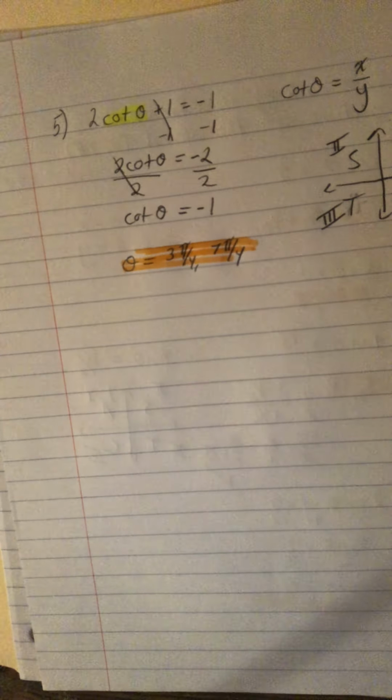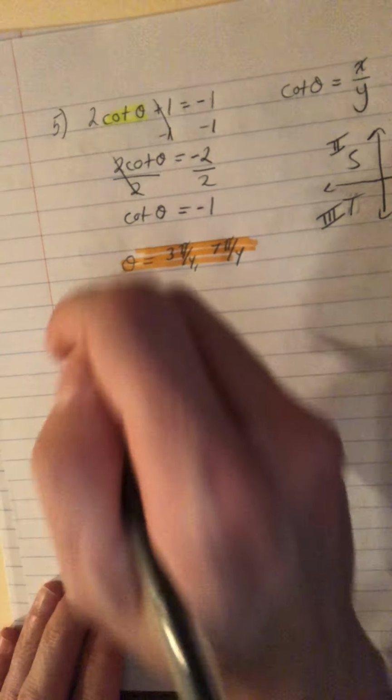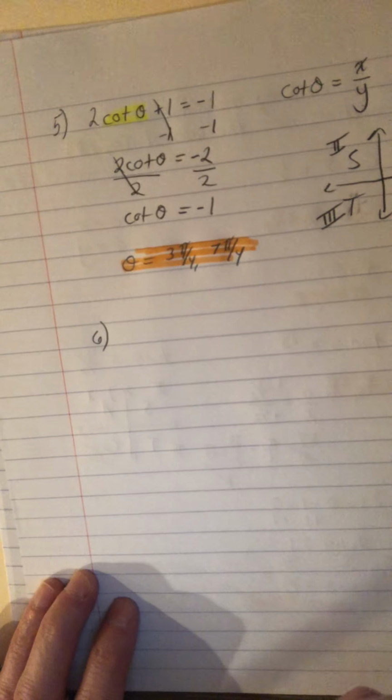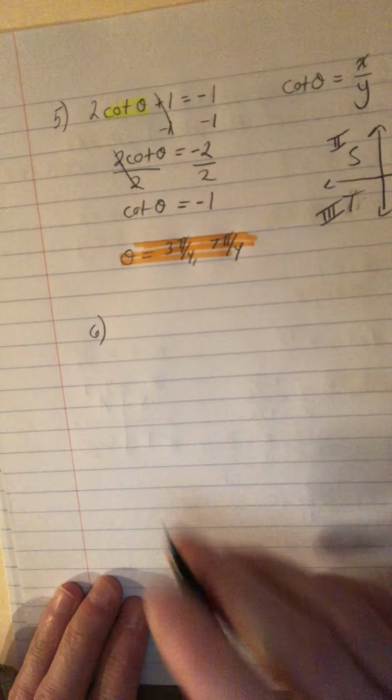All right, guys? All right, let's take a look. Let's see if I can find another one that we can take a look at. All right, let's take a look at a cosecant one. We're going to do 2 more, guys, before I give you some problems. All right, let's take a look here.